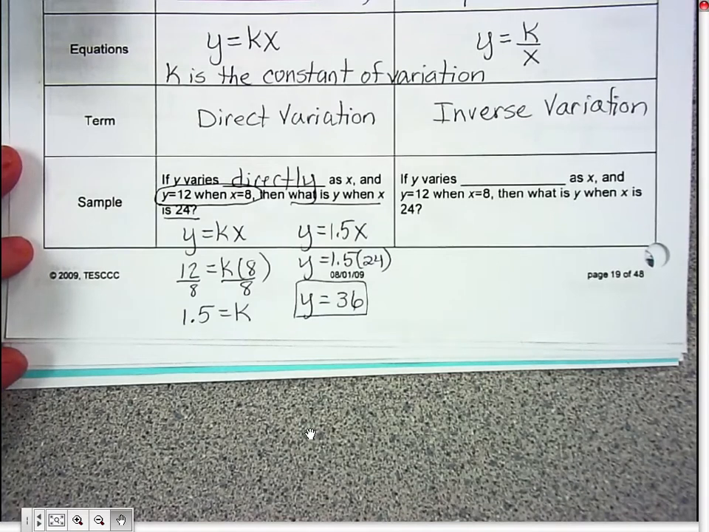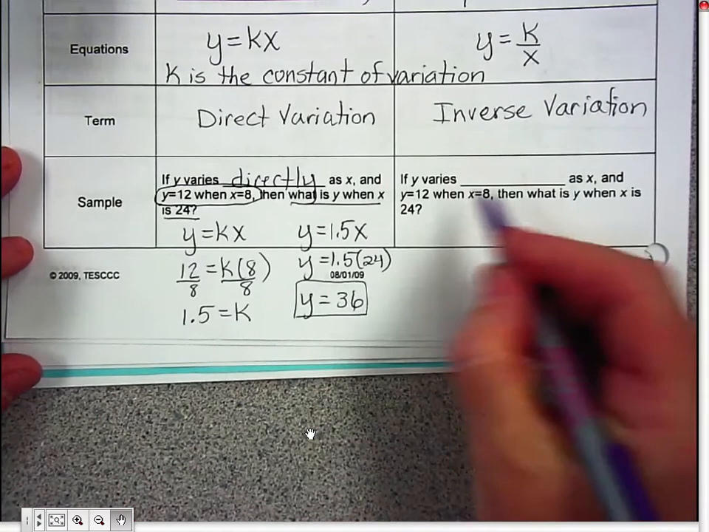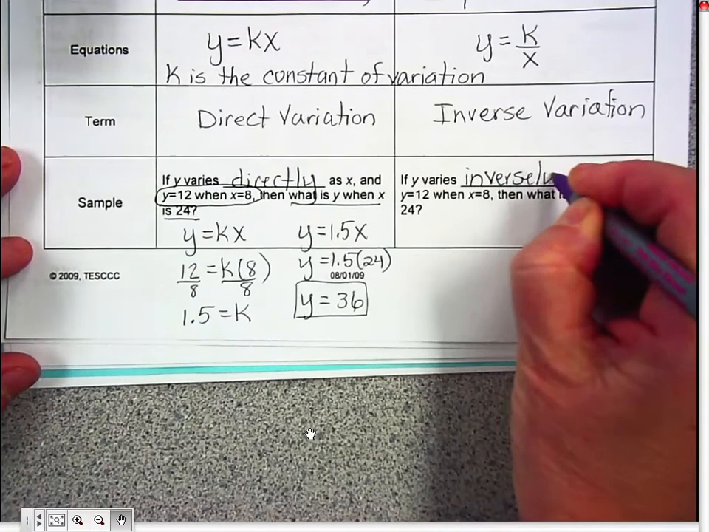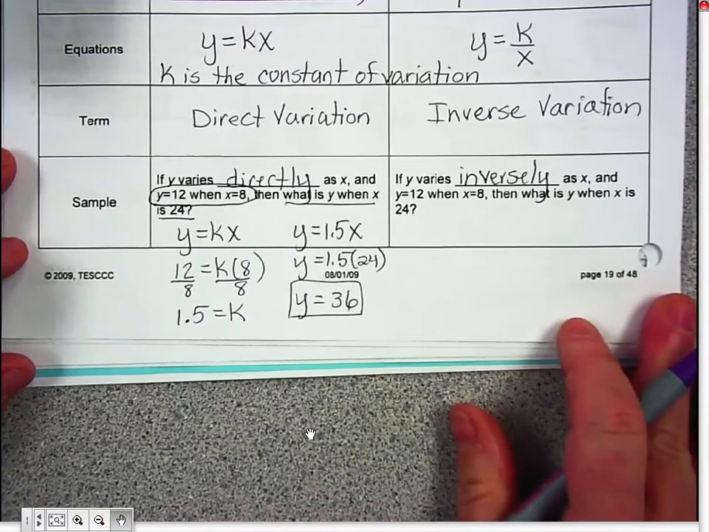So direct variation, use Y equals KX. This one is going to be as Y varies inversely as X.